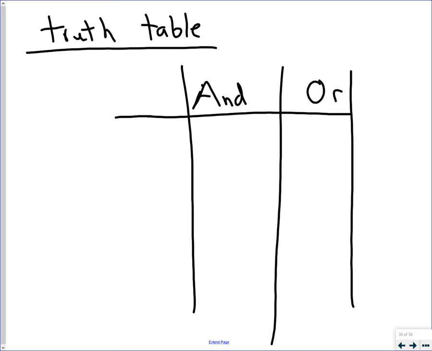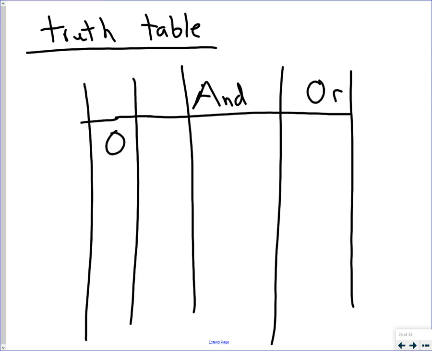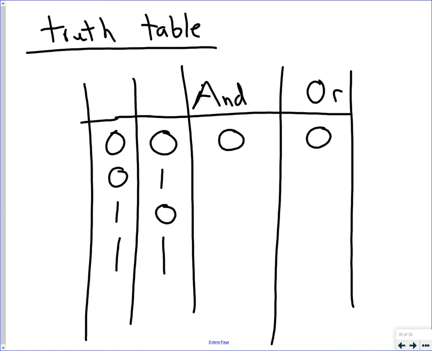Okay, so let's make a table here. So I'm going to combine a 0 and a 0. What's the AND of that? What's the OR of that? Okay, what would be the next sequence? I'm going to say it's this one. And then I'm going to say the next sequence after that is this, and the next sequence after that is that. Help me fill out the rest of the table.